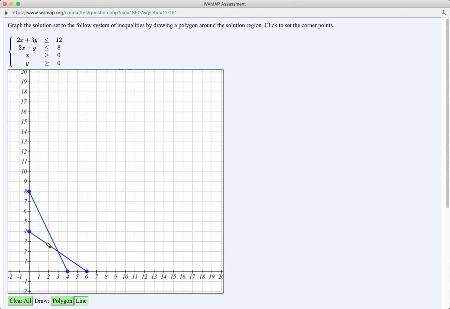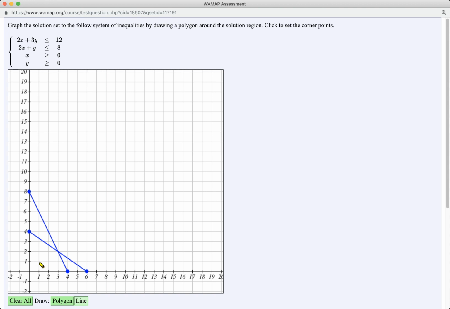So now basically what we have is we have to decide if it's this region here or maybe this region here. So let's pick this point, (1, 1), and let's test it in the second equation to see if we get a true statement. If we do, then we know the solution set has to be this region here. So if I put (1, 1) here, 2 times 1 is 2, 2 plus 1 is 3. Is 3 less than or equal to 8? Yes. So this one satisfies the second equation. So we're pretty confident that this is the region that contains this point (1, 1).